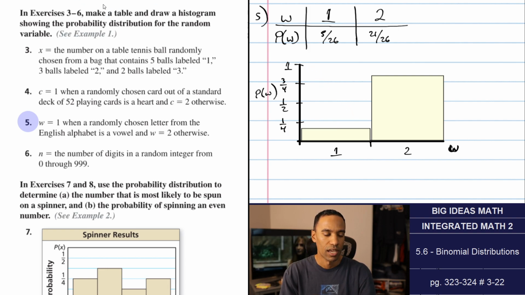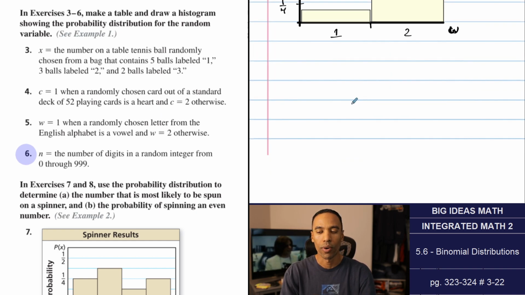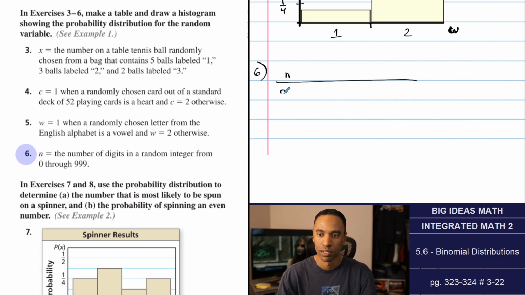Okay, and number 6, n equals the number of digits in a random integer from 0 through 999. So, interesting. In this case, n and P of n. So how many digits can we have? 0 is still 1 digit. So you can have 1 digit, 2 digits, or 3 digits.